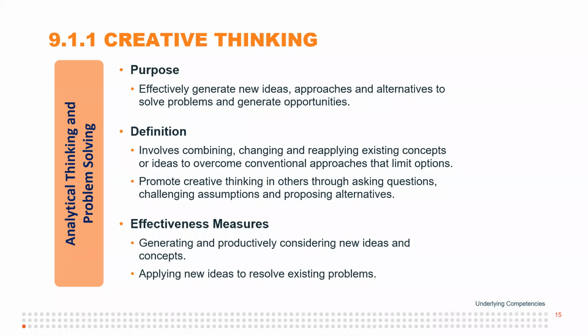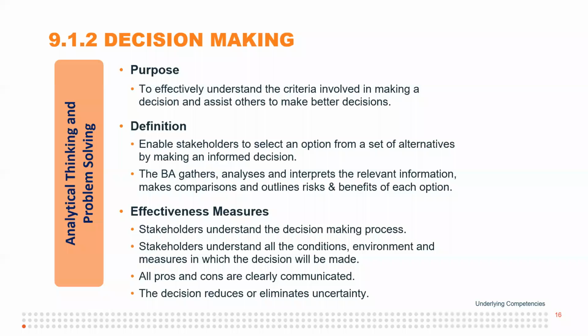Okay. The next one is decision making. And so you need to effectively understand the criteria. What is the decision criteria for a particular decision, and then assist others to make better decisions. So you want to be able to enable stakeholders to select an option from among a set of alternatives by making an informed decision, such as if they were going to make a decision on various alternatives that you presented in a business case or something of that nature. So the BA gathers, analyzes, and interprets the relevant information, makes comparisons, and outlines the risks and benefits of each option.